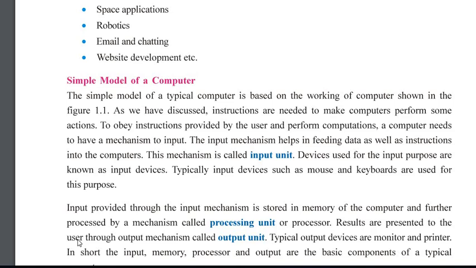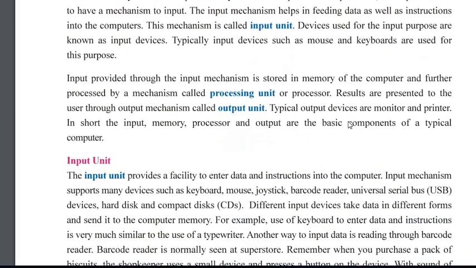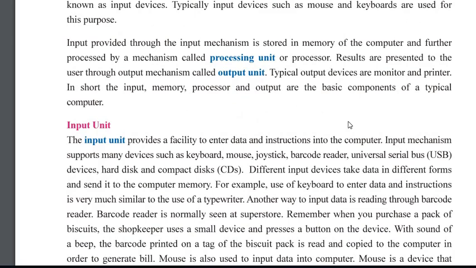After that, the result is presented to the user through the output mechanism called the output unit, and the output will be displayed on the output unit. Typically output devices are monitor and printer. Monitor gives us soft copy, printer gives us hard copy. Hard copy means it will give us a print on paper. In short, input, memory, processor and output are the basic components of a typical computer.